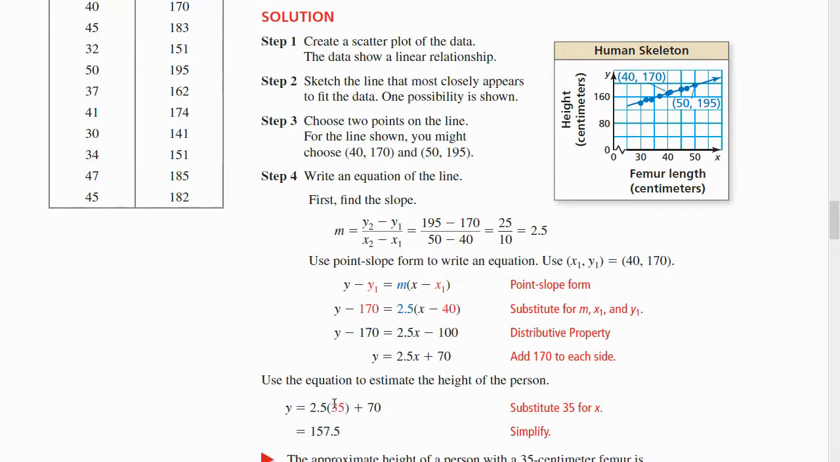And then estimate a person's height if their femur is 35 centimeters long. Well, now that we got our equation, that's really easy. Just plug in a 35 for x. Their height would be around 157.5 centimeters.